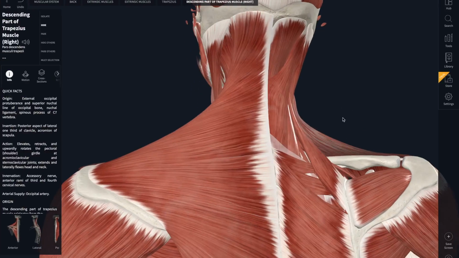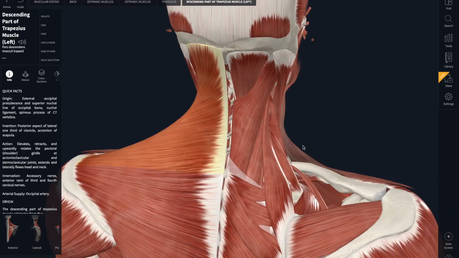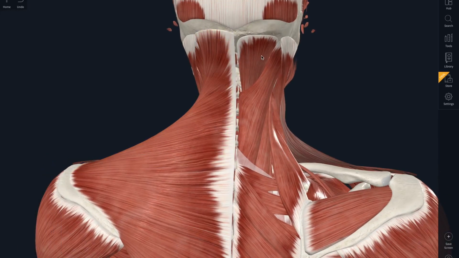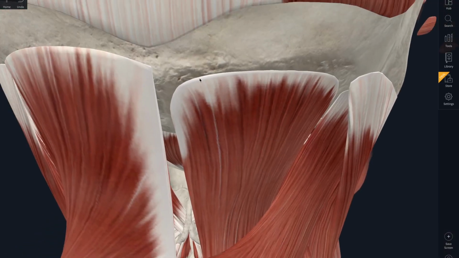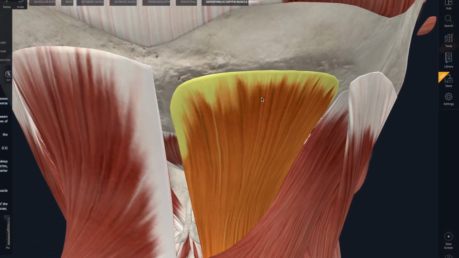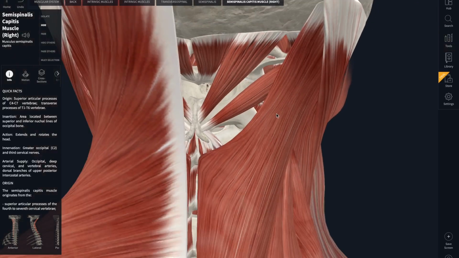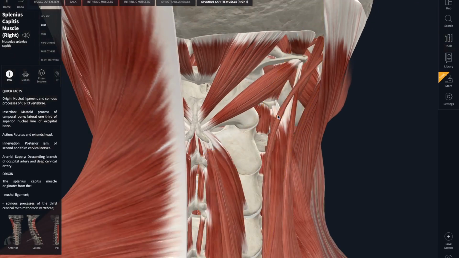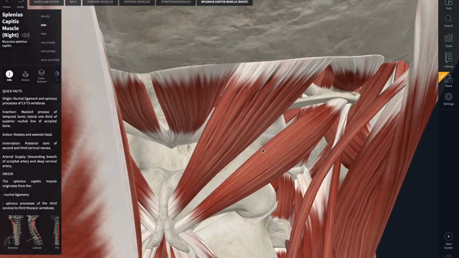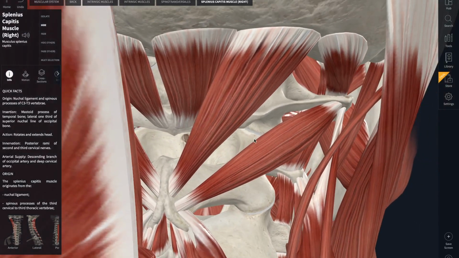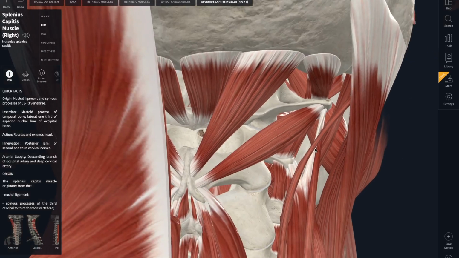Sorry, I'm back. So we have to remove the trapezius, the descending part of the trapezius. We have to remove the semispinalis capitis. This is the semispinalis capitis. We have to remove the splenius capitis. And here we have the suboccipital triangle. When we are concerned with the suboccipital triangle, we will be focusing on just four main muscles.